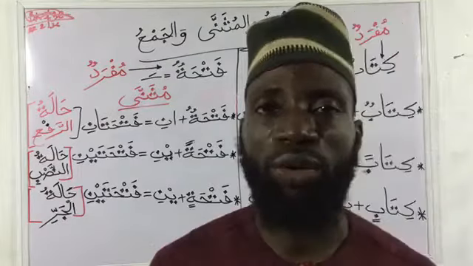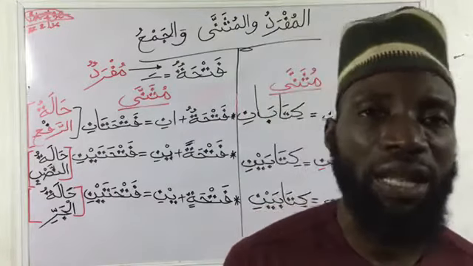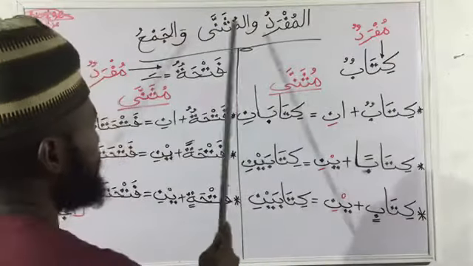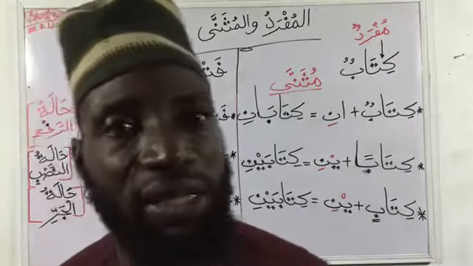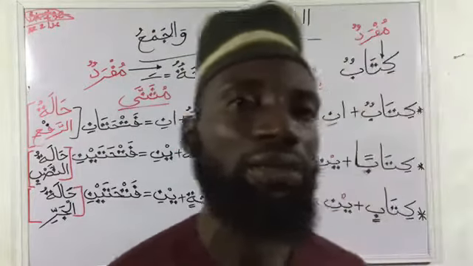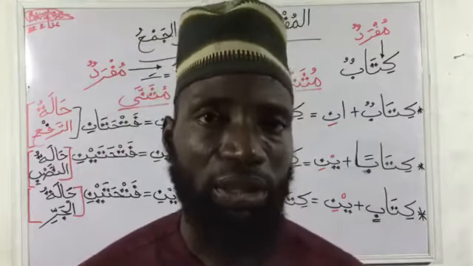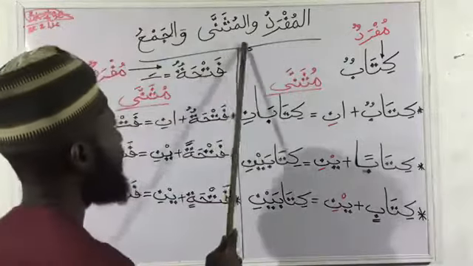Welcome to the Nahw class, the first one after Ramadan, and this is class 07. Today we are taking al-mufrad, muthanna wal-jamu. This is taqsim al-ismi bi'itibari adadihi, that is the division of nouns considering their numbers. So we have mufrad, muthanna wa jamu.